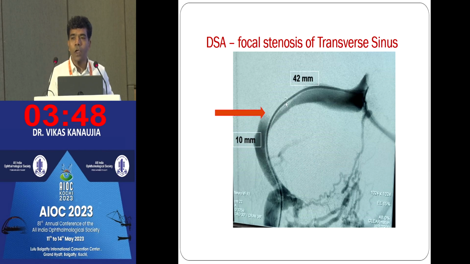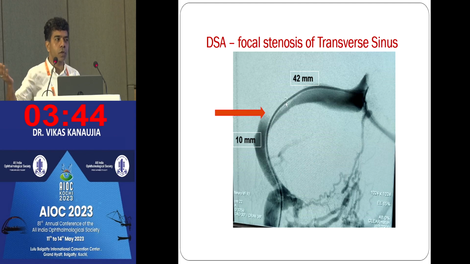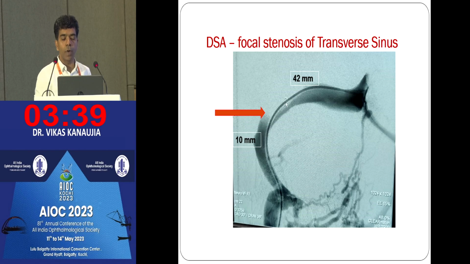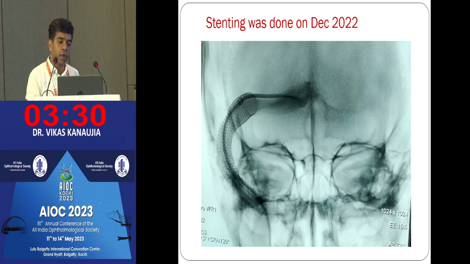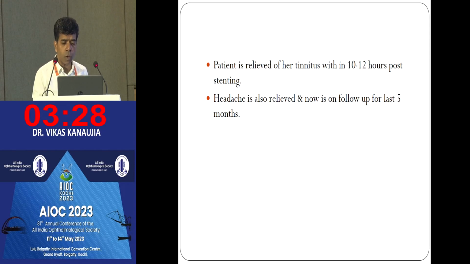Importantly, with the catheter venogram, we put the catheter into the distal and the proximal segment where the stenosis is, and you can very well see the 42 millimeter and 10 millimeter. That means there was a difference of 32 millimeter, which was very high. So balloon angioplasty was done and then the stent was placed. Post stenting, the pressure gradient between the proximal and the distal segment reduced, and her headache reduced. Importantly, within a day she was very happy that the tinnitus was not there.